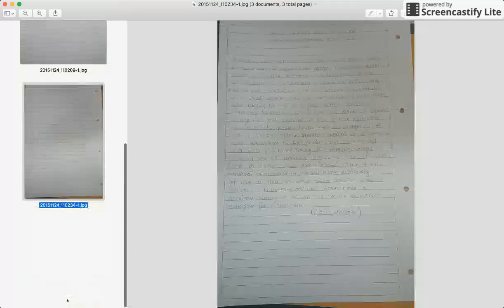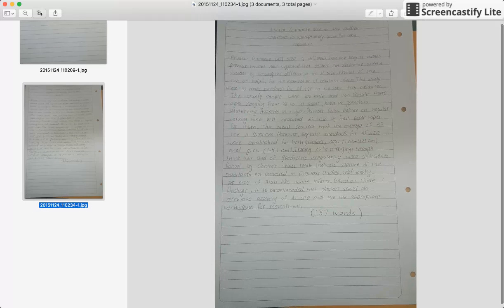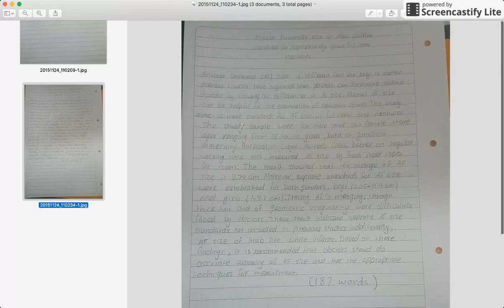Okay, so we seem to have all the points. I'm a little concerned that you don't have the averages in your write-up, but let's just see what you did here. Okay, I'm going to zoom in because I can't see it. Okay, anterior frontal size. Okay, good title. Thank you very much. Anterior frontal size is different from one baby to another.